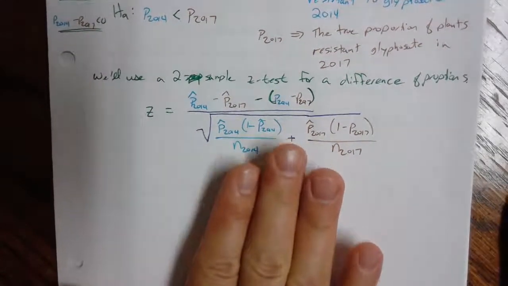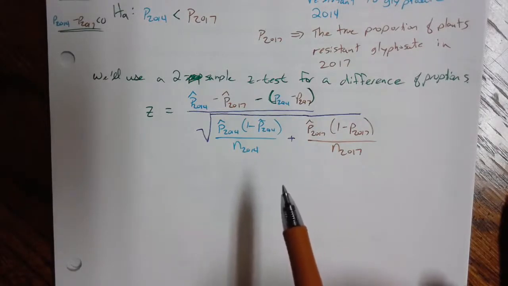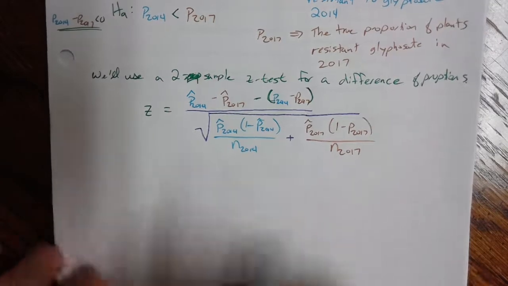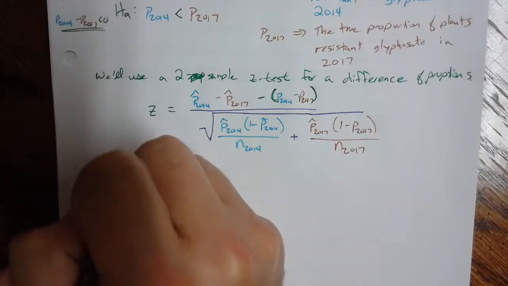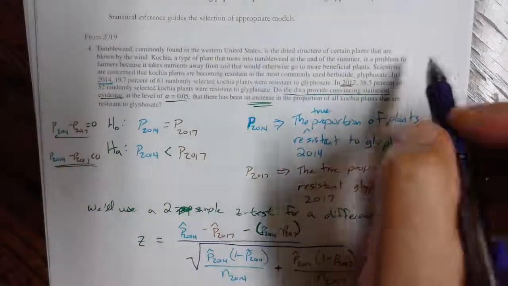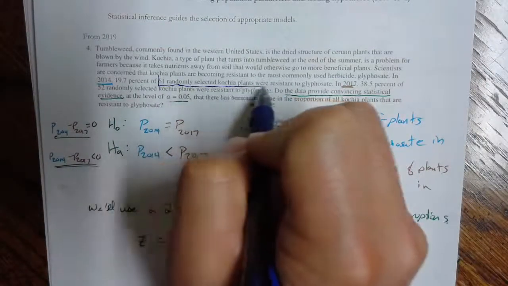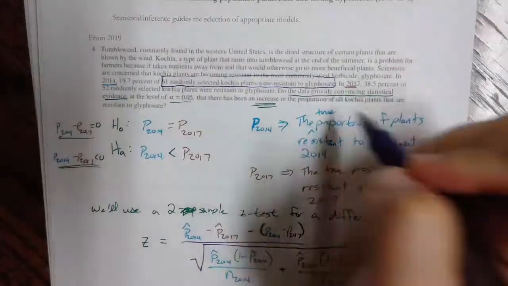But again, before we do this test, we actually have to show the grader that we know what the conditions are to do this test. There's 3 things that we need to be able to either check for or safely assume, and we can't just use a checklist. We actually need to make sure that we show how we know that these things are met. So the conditions that we need to make sure is that we've got some random samples. So one of them is that we took, and it says it up here, 61 randomly selected cochia plants were resistant to glyphosate, and then we have a success rate in this particular case.